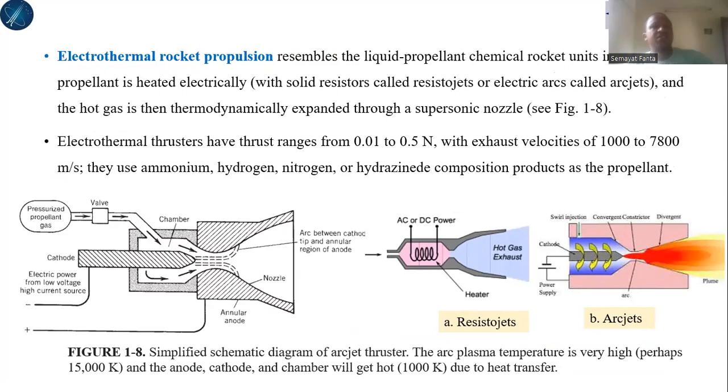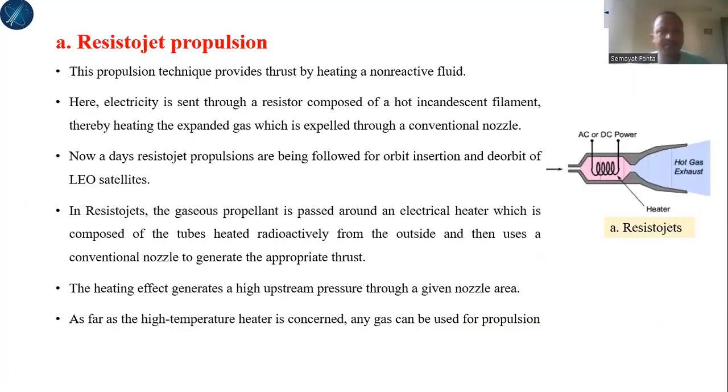These are electrothermal rocket propulsion systems. So it uses some cathode and anode process, and it uses some resistojet and arcjet systems. Actually, this electrothermal rocket propulsion by itself is classified into two: resistojet and arcjet. So it is there in the Sutton book also. Please read from that. There is a simple construction of the electrojet propulsion system, and we use it for low Earth orbit satellite cases.